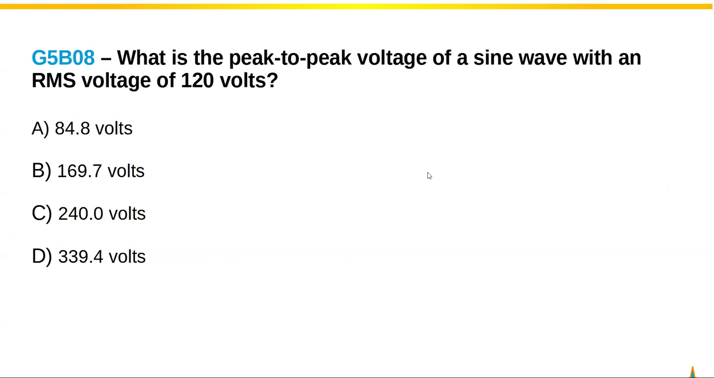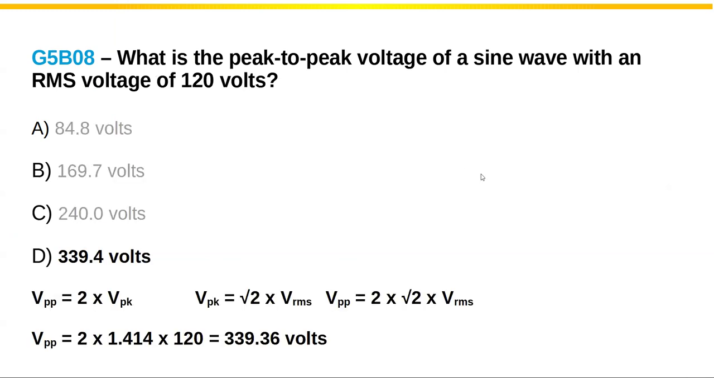What's the peak-to-peak voltage of a sine wave with an RMS voltage of 120 volts? This is what you actually see in your wall socket. Even though they call it 120, it's a lot higher than that. No, it's 170, times two. Okay, times two.